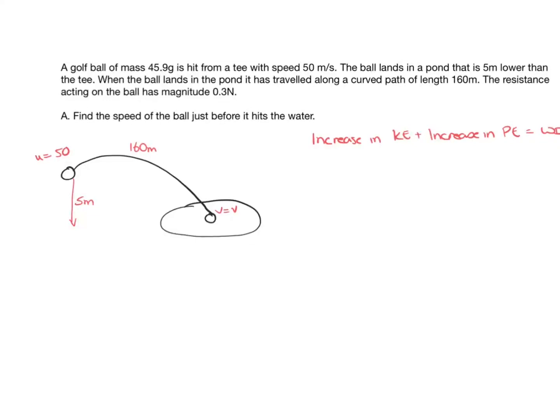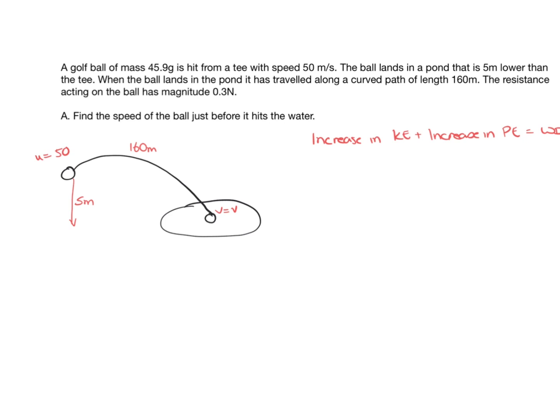In this question, we have a golf ball being hit. It is travelling 160 metres in a curved path, and it's then landing in a pond that's 5 metres lower than where it was hit from. Now, we are asked to find the speed of the ball just before it hits the water.